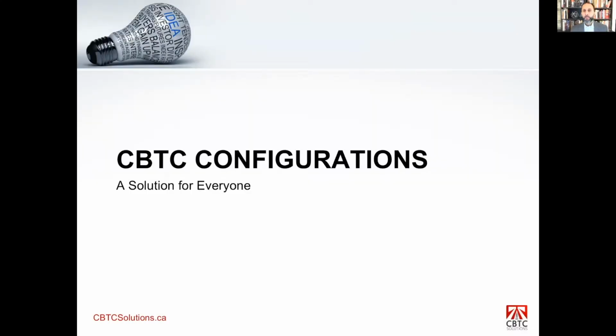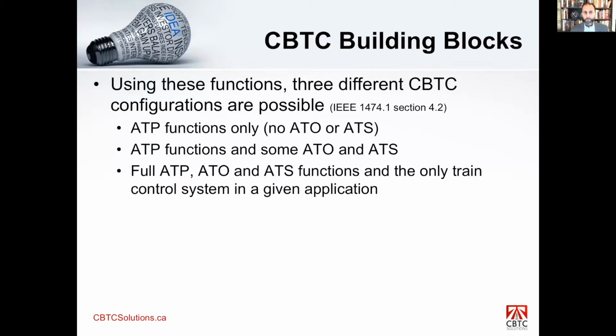So those are your building blocks, the ATP, the ATO, and the ATS that make up a CBTC system. But based on these three building blocks, there are different CBTC configurations that you can have. Many are assuming that there's only one type of CBTC, but that's not the case.